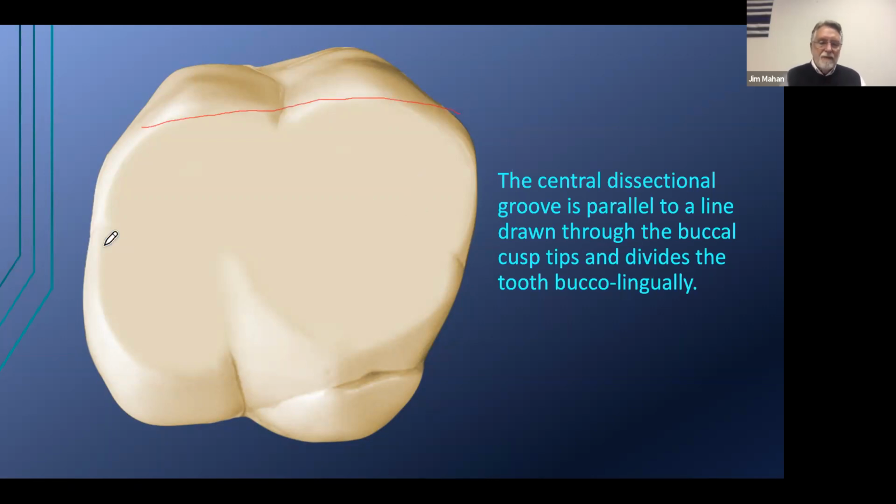Now I want to divide this tooth in half and make a guideline that's parallel to that line. Those of you who have maybe downloaded that other tech sheet can go along with that. Okay, so now why would I do that?